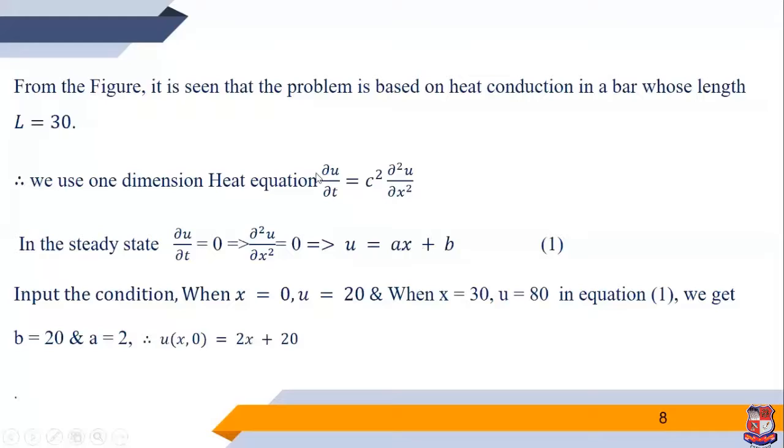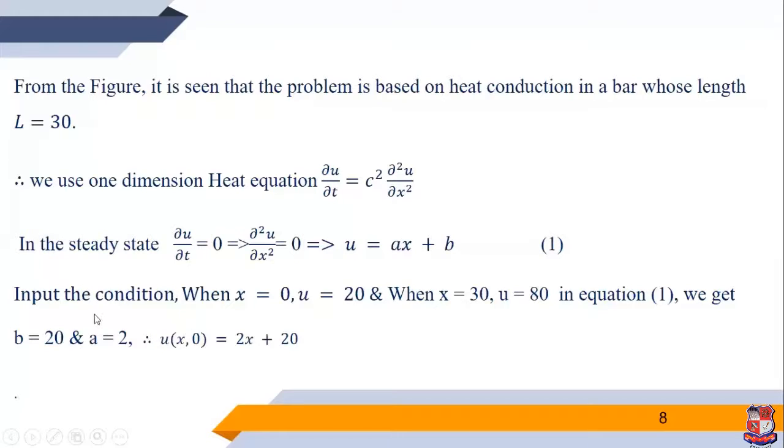So again, in this problem, we use the one dimension heat equation. Here steady state condition is given, so we consider del u by del t is equal to 0. Steady state condition means temperature does not change with time. That means temperature is constant, so the derivative with respect to time is 0. Therefore we get u is equal to Ax plus B.